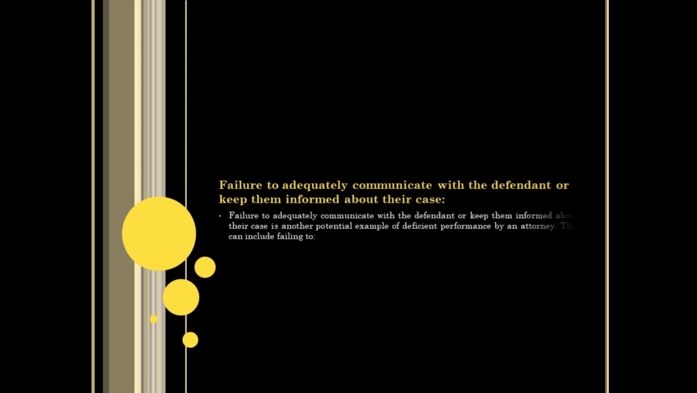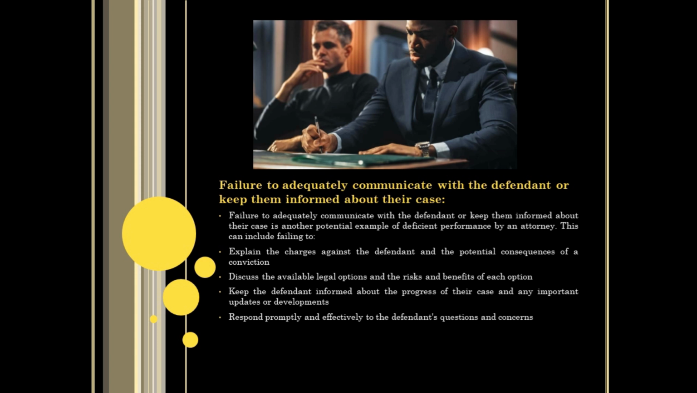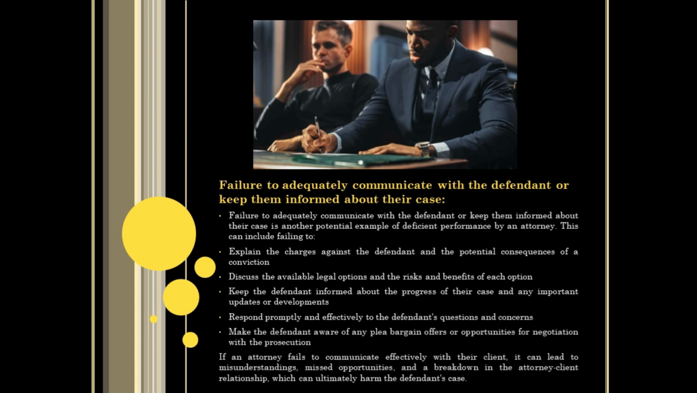Failure to adequately communicate with the defendant or keep them informed about their case. Failure to adequately communicate with the defendant or keep them informed about their case is another potential example of deficient performance by an attorney. This can include failing to explain the charges against the defendant and the potential consequences of a conviction, and to discuss the available legal options and the risks and benefits of each option.